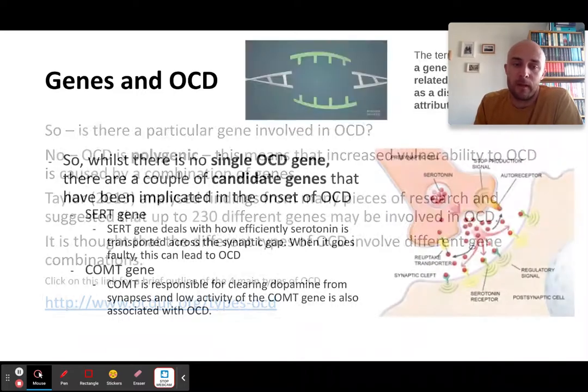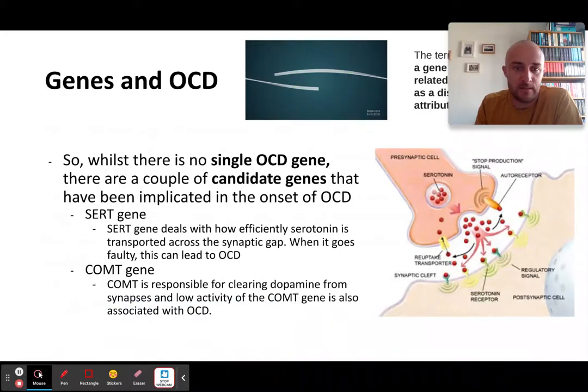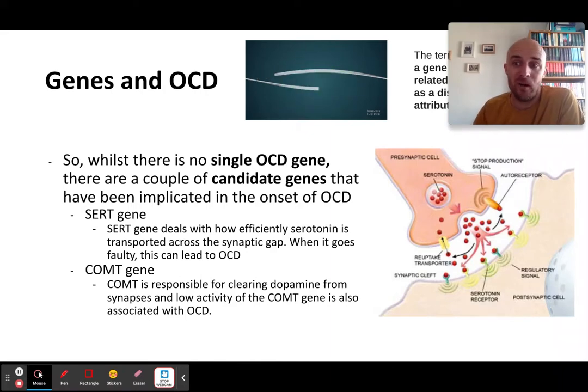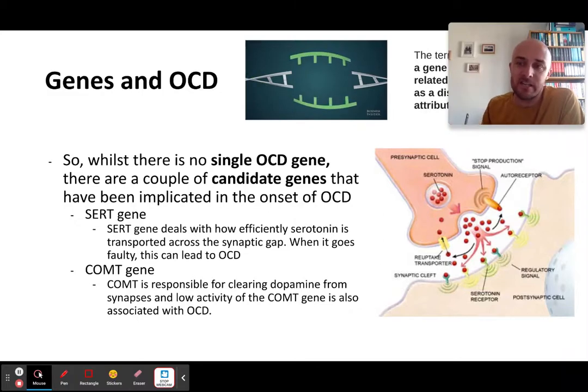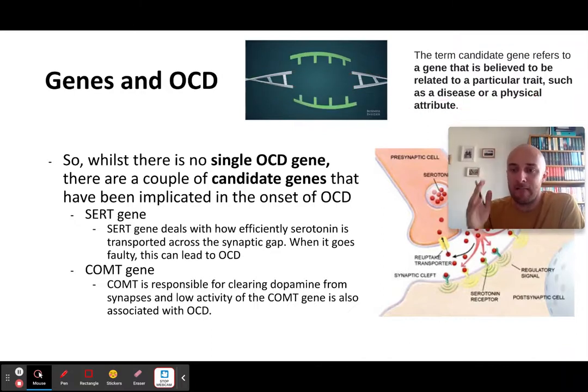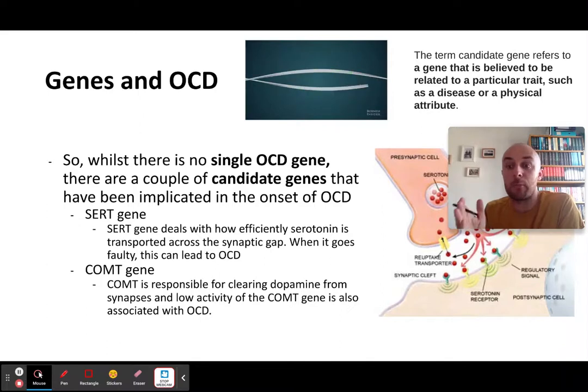Okay, moving on, because this is taking me quite a while. As I just said, there is no single gene, but you do need to know, and here's a key term that I would want you to write down in your answer, there are a couple of candidate genes. The term candidate gene refers to a gene that is believed to be related to a particular trait, such as a disease or a physical attribute. It's been characterized as problematic in causing certain disorders.